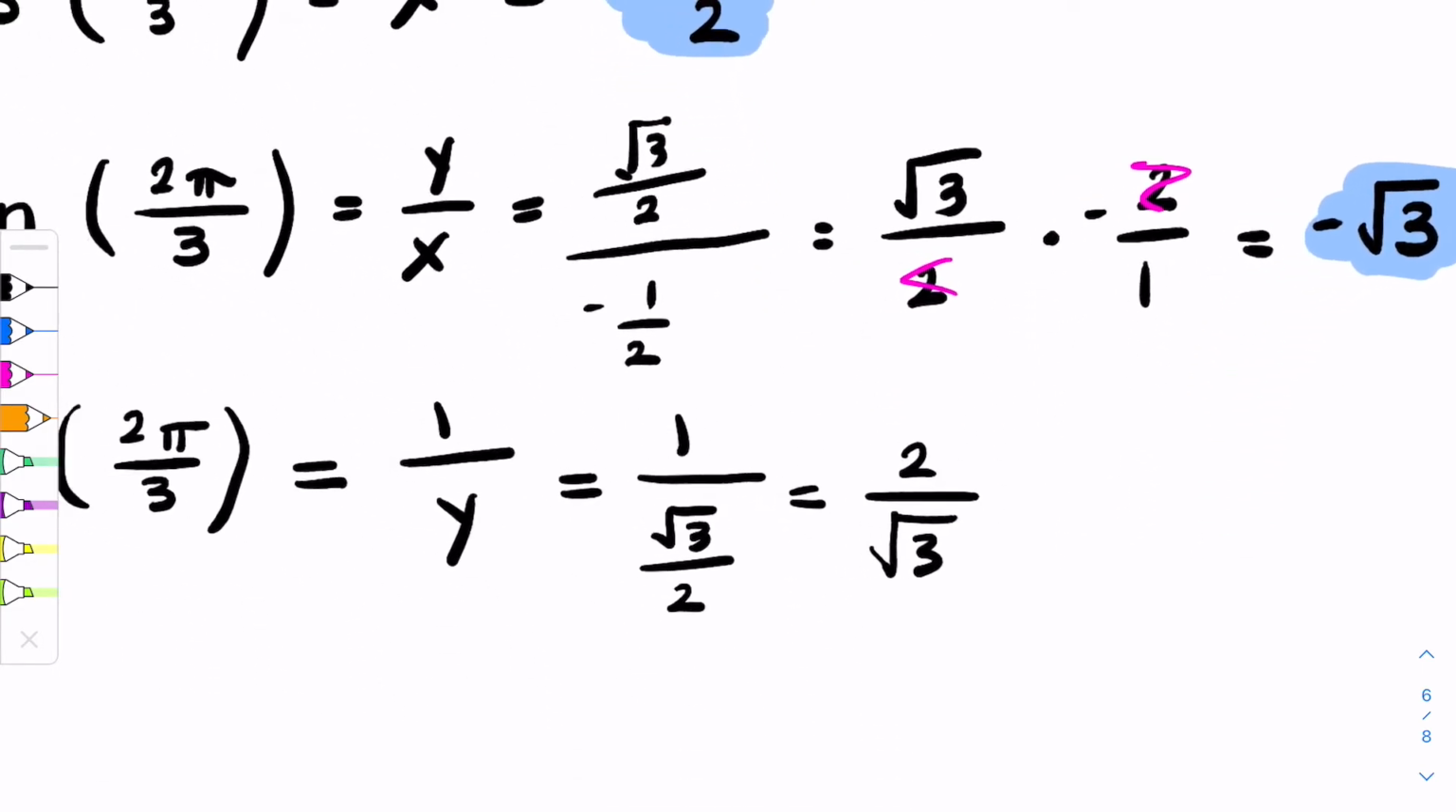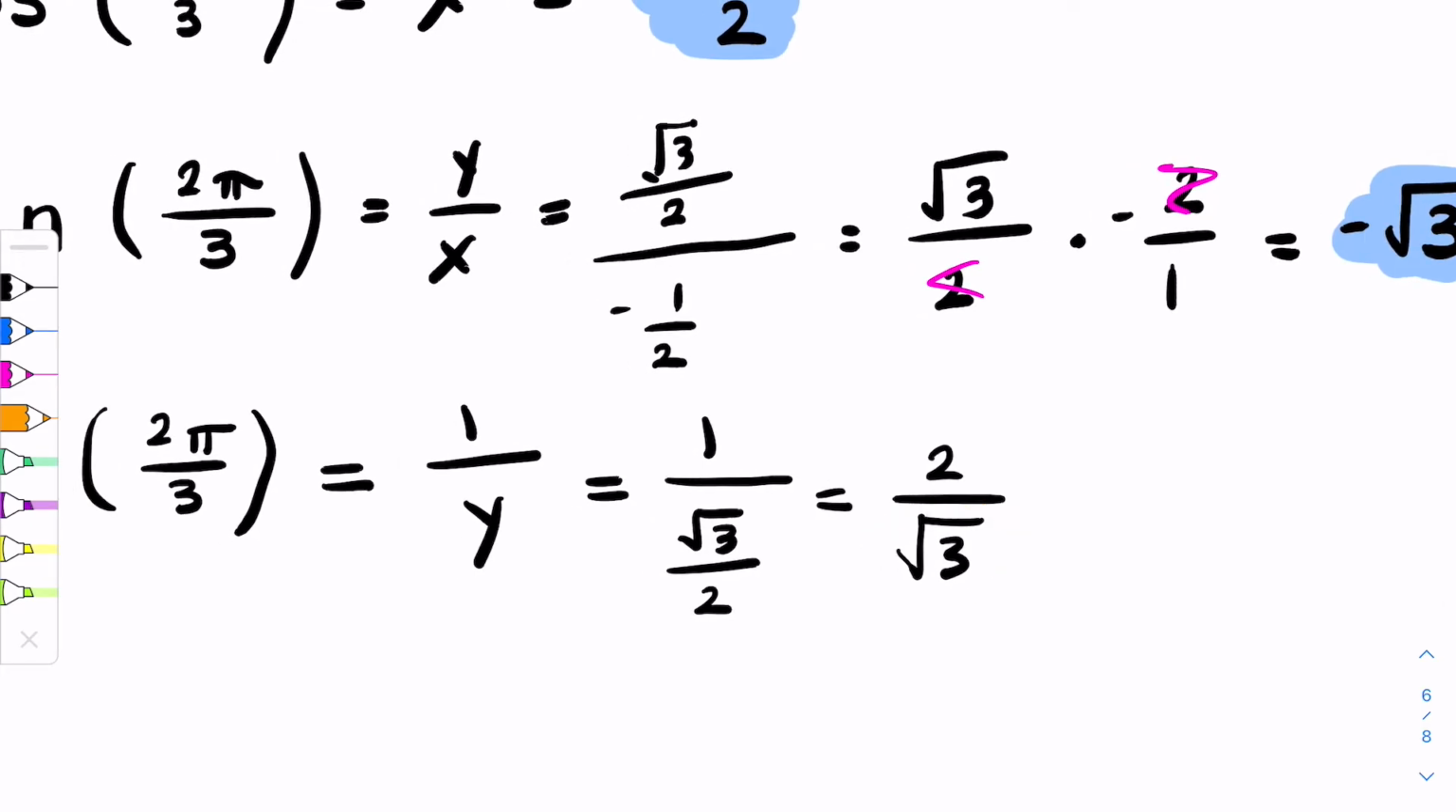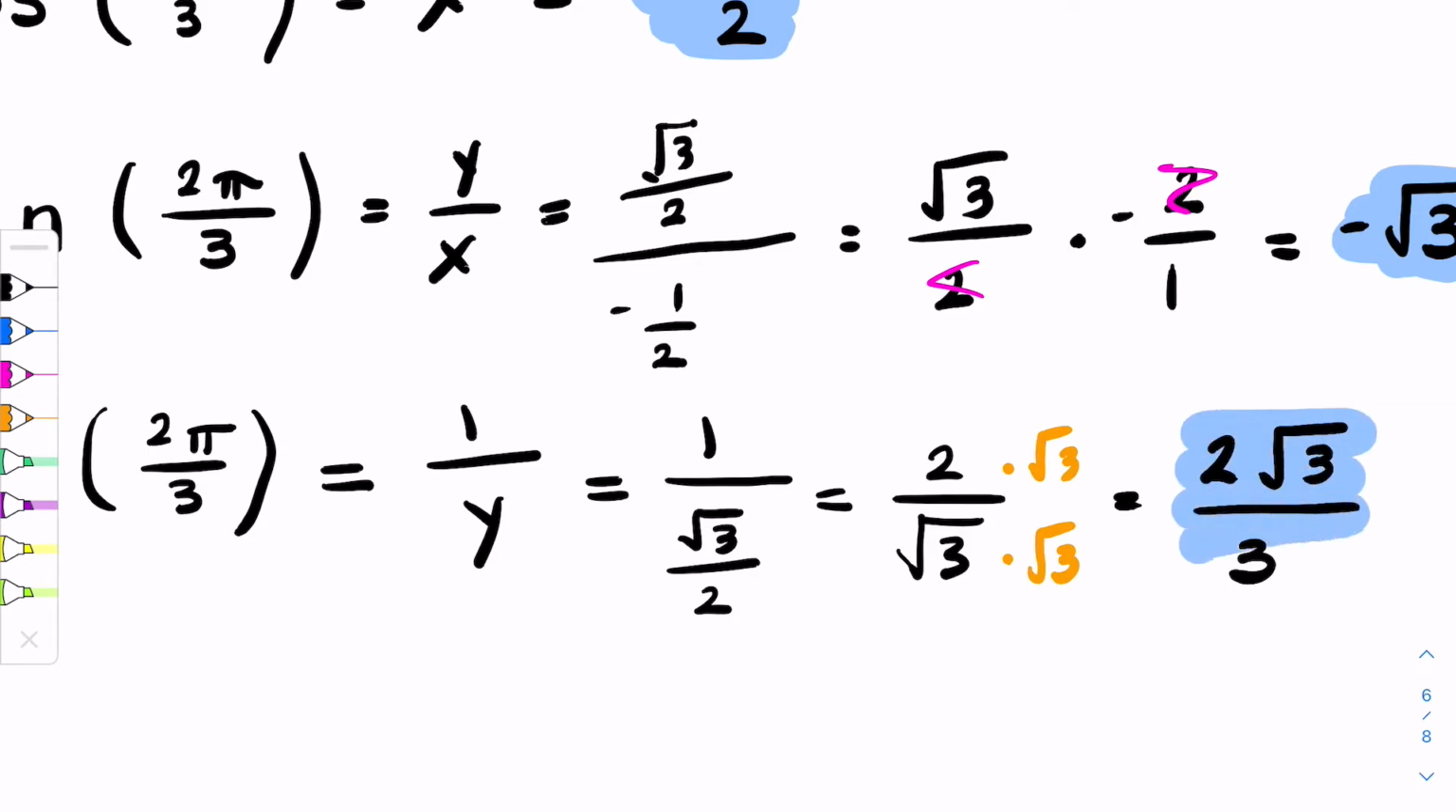However, you cannot have a radical in your denominator, so we're going to multiply both the top and bottom by the square root of 3. This gives us our solution of 2 times the square root of 3 divided by the square root of 9, which simplifies to 3.